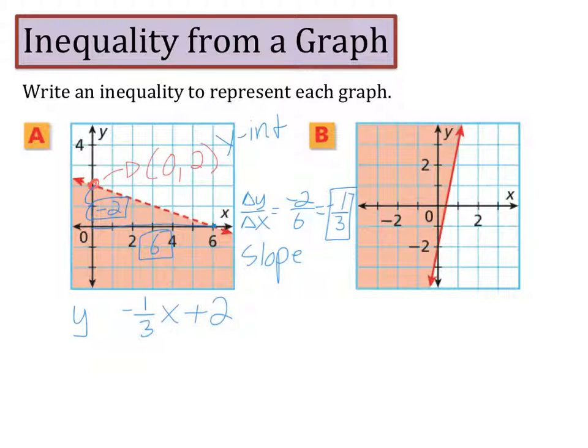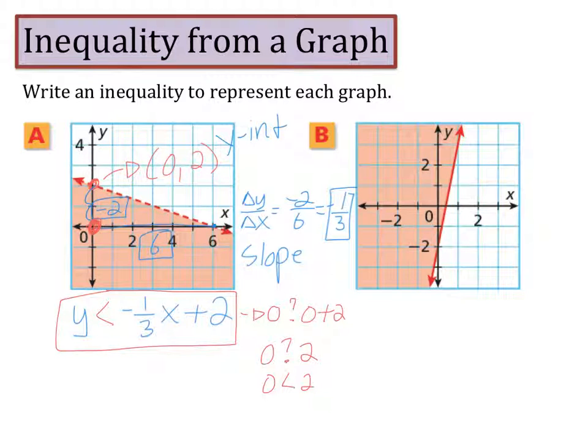So we want to use the same strategy. I would pick this point 0, 0, and then imagine what would happen if we plugged it into this equation. So I'll do a little arrow and do the work here to the right. Well, if we had 0 and then question mark, negative 1/3 times 0 is just going to be 0 plus 2. Well, what is the relationship between 0 and 2? Well, we know 0 has to be less than 2. And that's actually the part that's shaded in here. So we're going to write y is less than negative 1/3 x plus 2.